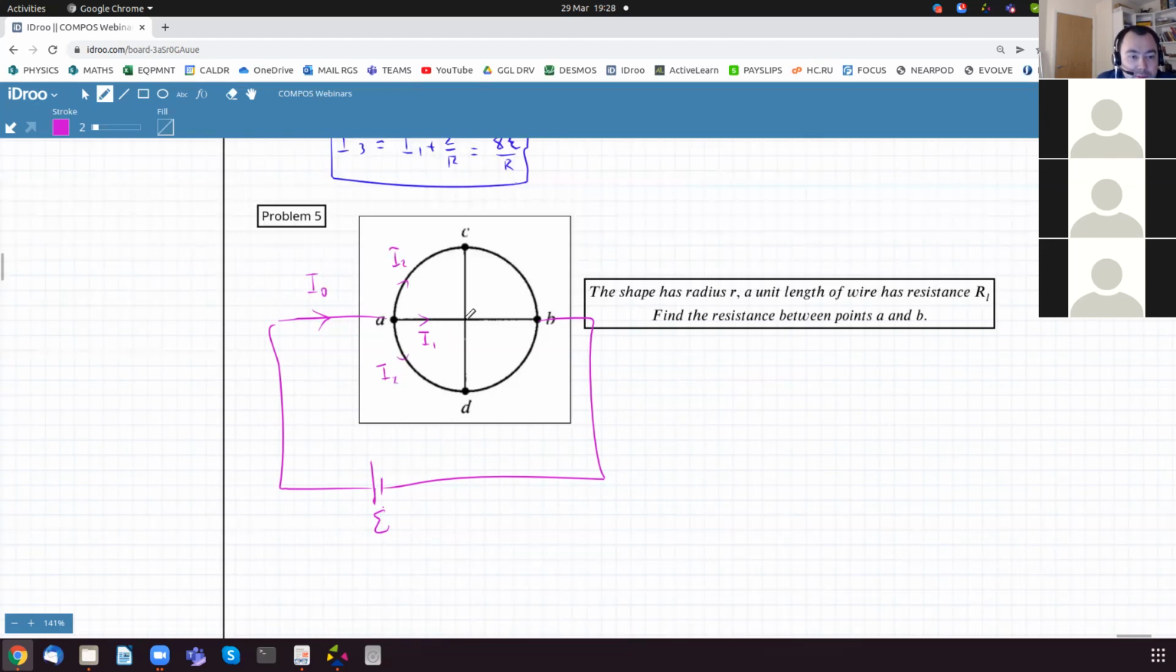Now here, current can choose to go this way, or it can choose to go up. But also when I2 reaches this point, it can choose to go down or choose to go straight. So just for the sake of it, I'm going to assume that the current is flowing this way. So I'll call it this I3, and I call this I3. Now this current goes I4.